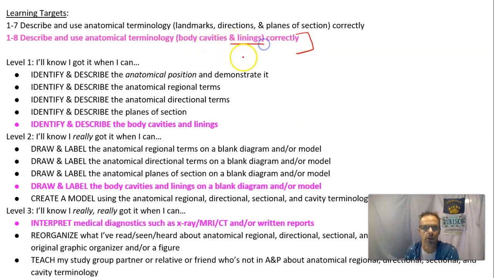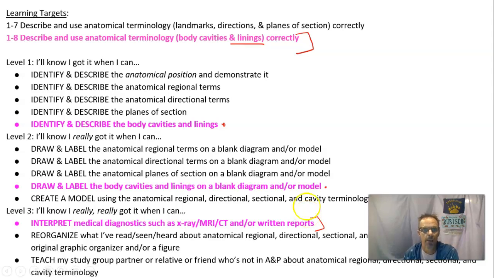This time I'll be talking about the different kinds of body cavities, and I'll go into a little bit here about some of the linings of them. By the time you're finished with this, you should be able to identify and describe body cavities and their linings, and then if you're really good, you should be able to put them on a blank diagram or model. And if you're really good, use that information to help you in diagnosing or interpreting MRIs, CTs, that sort of thing.